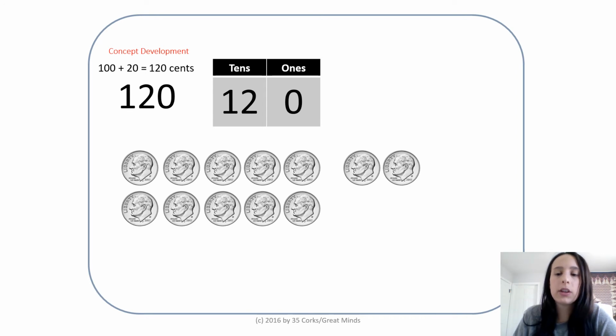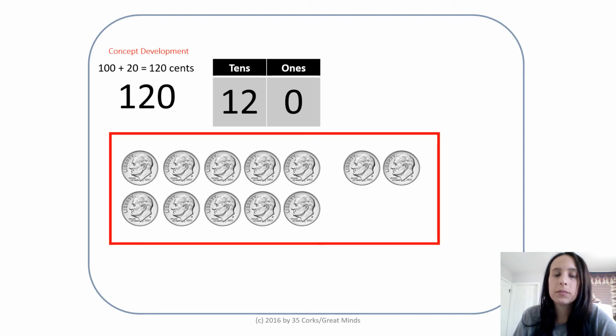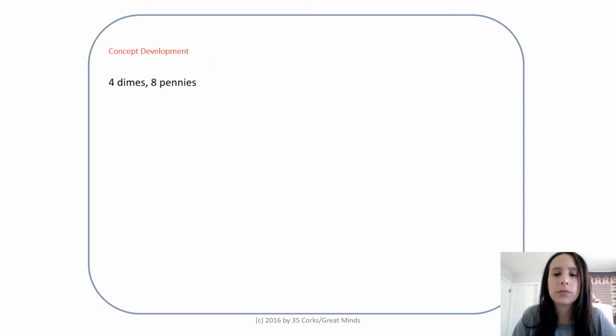How many tens are in 120 cents? 12 tens. You could look at your dimes, or you could look at your place value chart. They both show 12 tens. Now we're going to do the work that's similar to the extra work that I'm giving you.